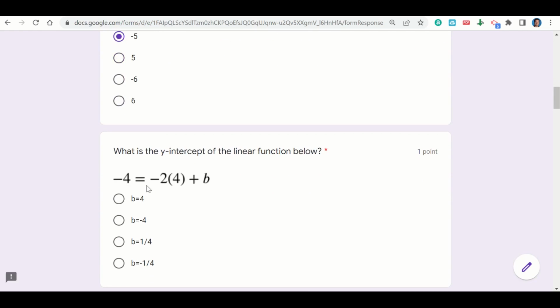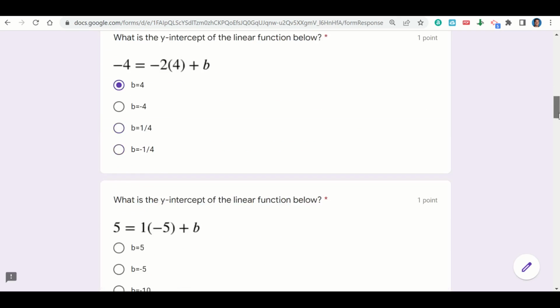So this one says negative 4 is equal to negative 2 times 4 plus b. So we need to solve for b. So negative 2 times 4 is negative 8. So it's negative 8 plus b. We'll add 8 to both sides, and we get negative 4 plus 8 is positive 4. So b is positive 4. So we're going to go ahead and mark that as our answer.